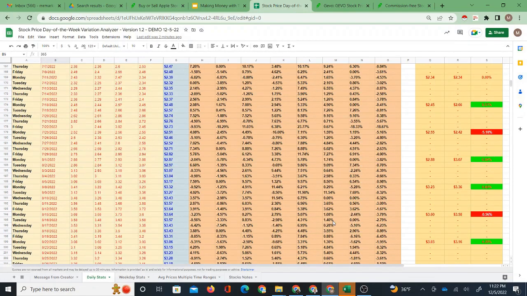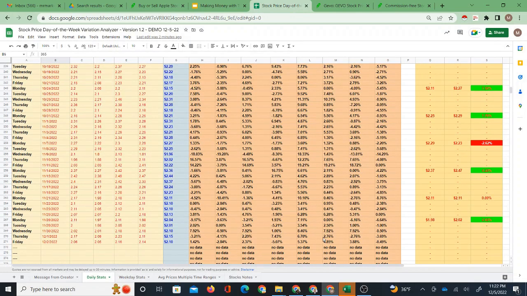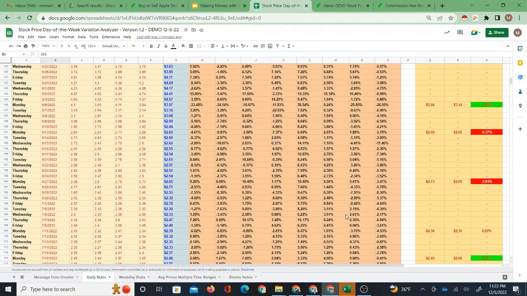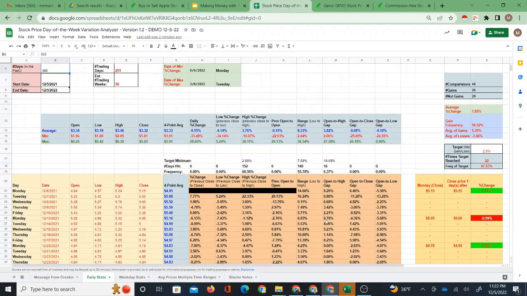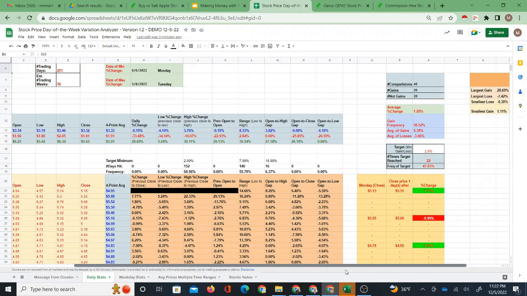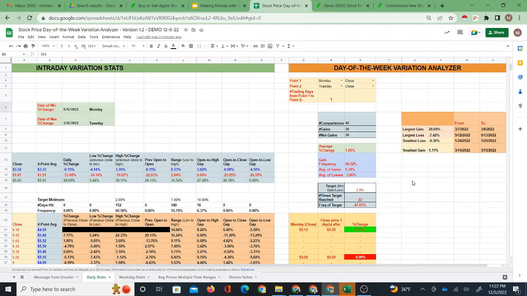You see some large numbers down here as well. So even in more recent times, this is where it ends, you see some pretty large numbers, positive numbers here, and that's how much profit you could have made. Open to high, 8.26% over here. So you could have bought this at the open, sold it at the high, and made an 8.26% return. So these are gaps. Open to close gap, open to low gap, all these different gaps. So that's inside of a day.